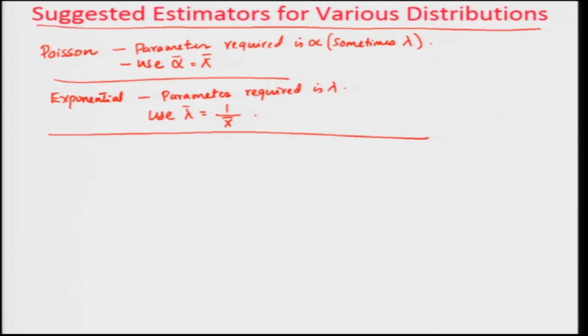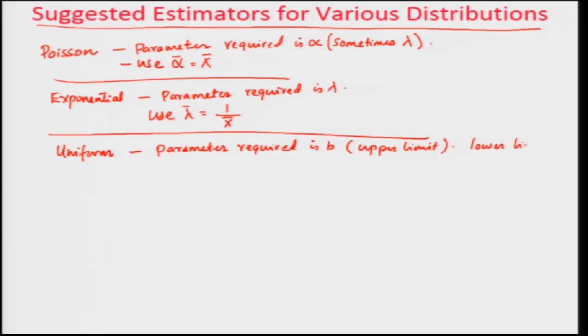Then another distribution you can think about is uniform. Okay. Uniform distribution. Parameter required is b, upper limit. Okay. Lower limit is taken as 0. So, you are talking about uniform 0 b.